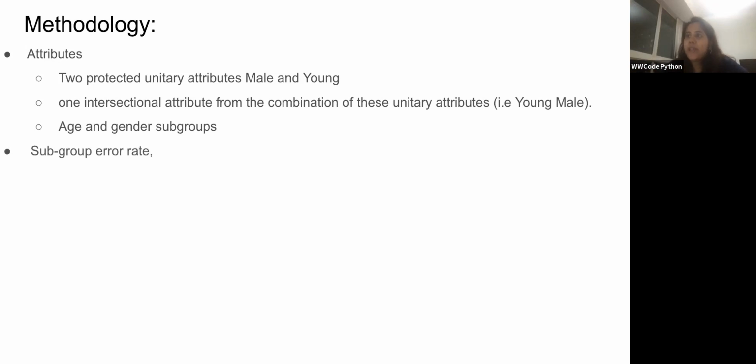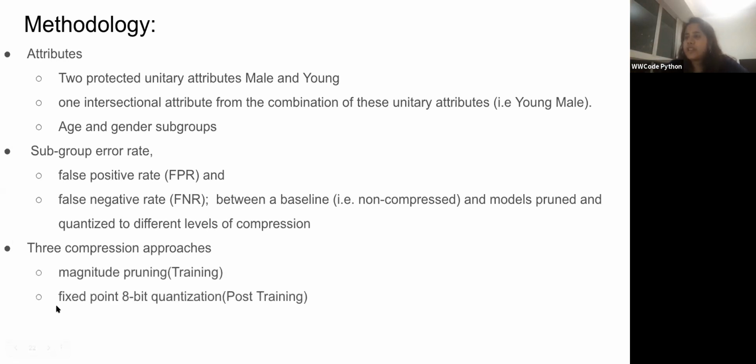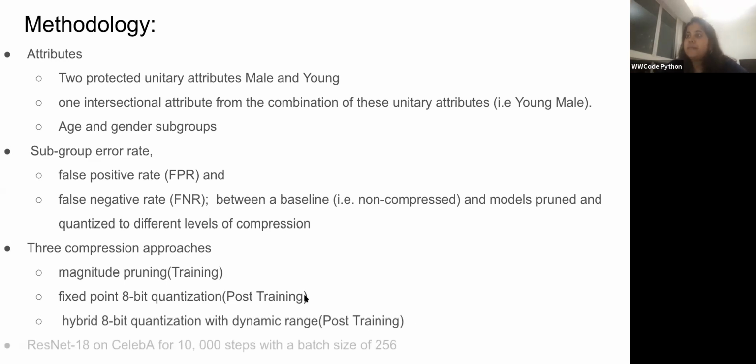Then they have a subgroup error rate. How do they find out if there's an error, or if there is a bias that exists? They look at the false positive rate, and they also find the false negative rate, between the baseline and the compressed models. And they use three compression techniques. Firstly, they use pruning, which they do during training. They do fixed point 8-bit quantization, which is post training. And they do hybrid 8-bit with dynamic range, which is again post training. So these are the types of compression they try.